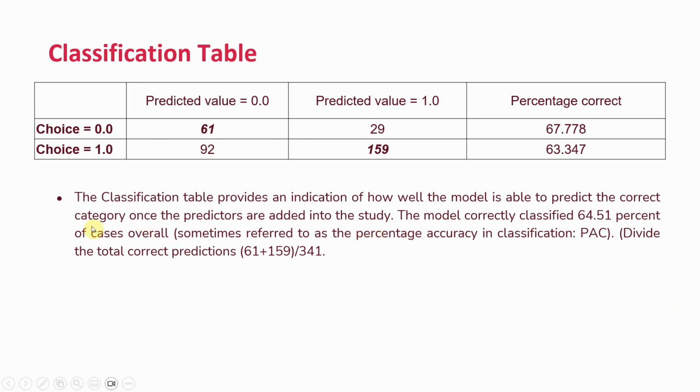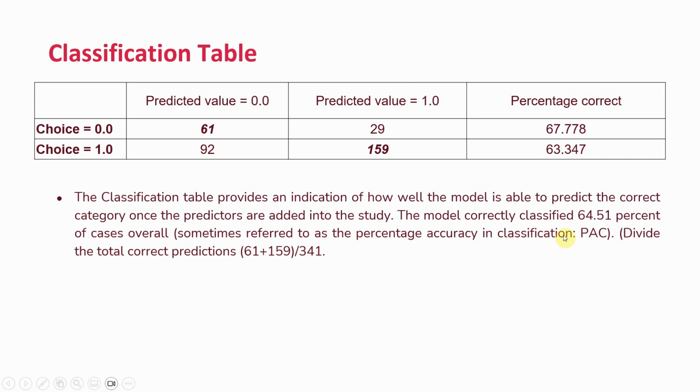Again, the classification table provides an indication of how well the model is able to predict the correct category once the predictors are added into the study. The model correctly classified 64.51% of the cases overall. This is sometimes referred to as the percentage accuracy in classification.